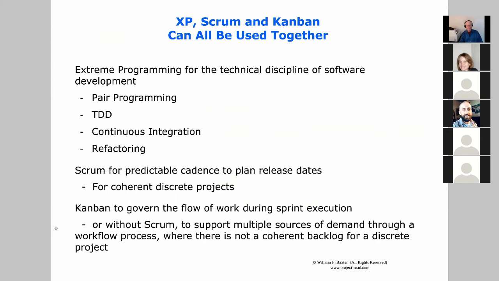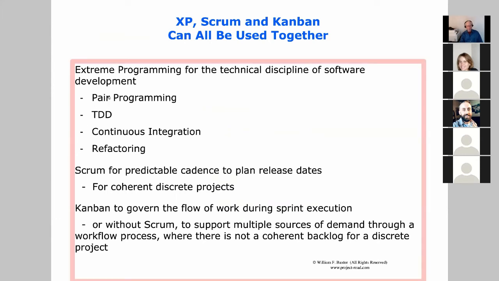So, kind of wrapping up, extreme programming dealt with the nuts and bolts of software development, talking about pair programming, test-driven development, continuous integration, refactoring. Scrum gets into a cadence of work that's really good for the design iterations and helps you plan release dates, which is going to be appropriate for really coherent projects. But Kanban can be more broadly applicable to other types of work where there's a distinct workflow, but it might be service tickets or other maintenance work rather than really discrete projects.